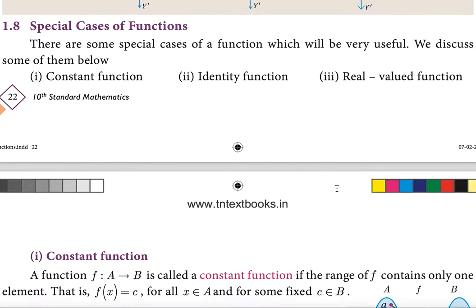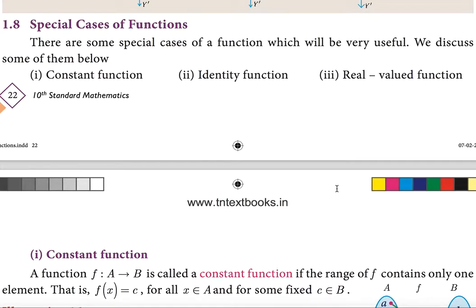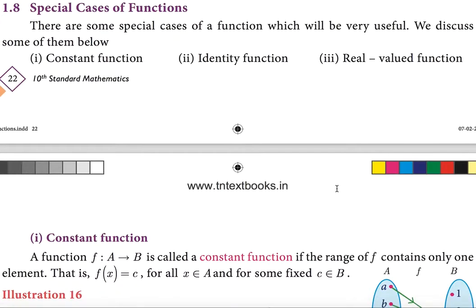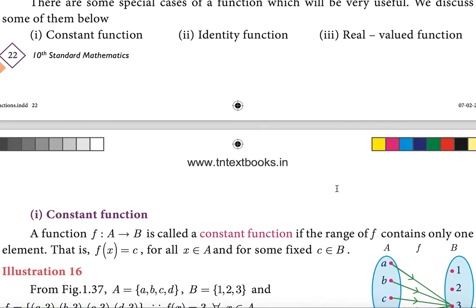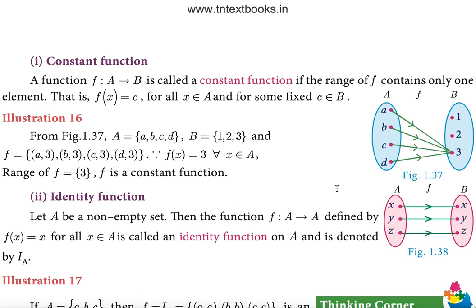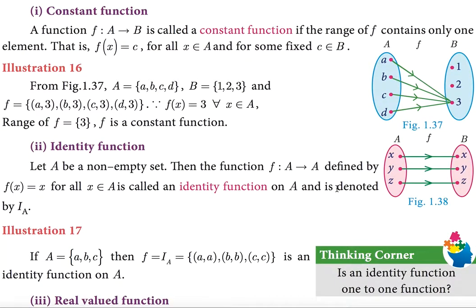Special cases of functions. There are some special cases of functions which will be very useful. We discuss some of them below. Constant function, identity function, real valued function. Constant function. A function is said to be constant if the range of f contains only one element. That is f of x equals c, x belongs to A, and for some fixed c belongs to B.